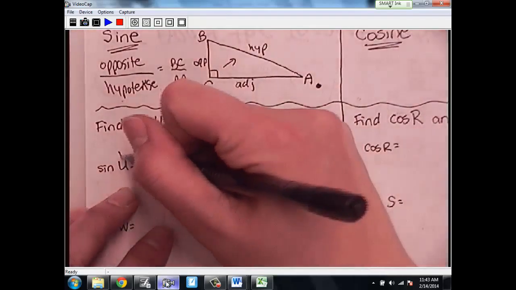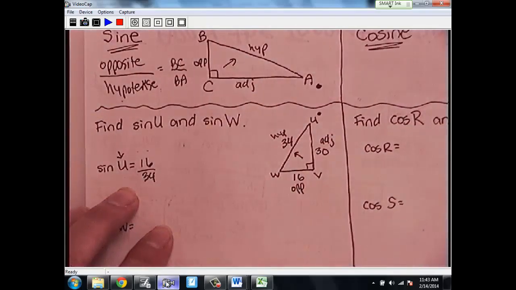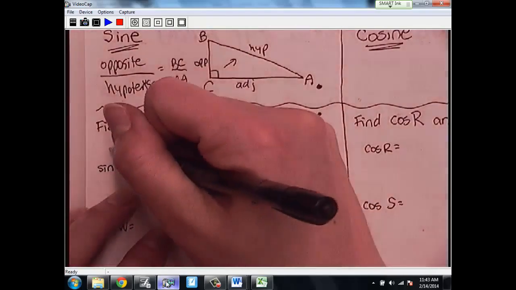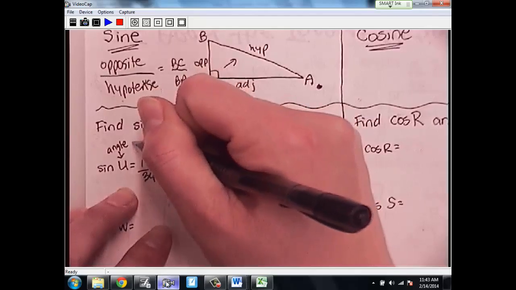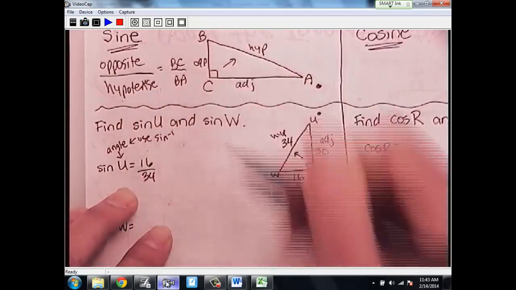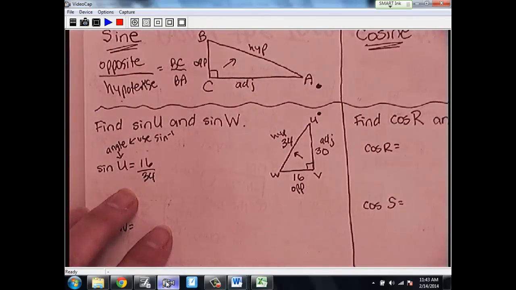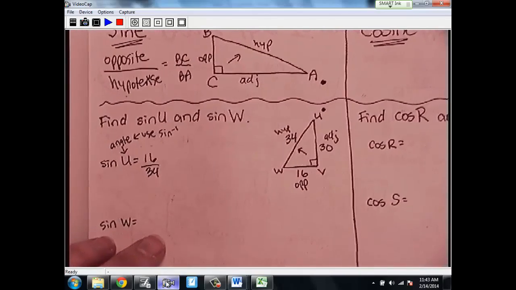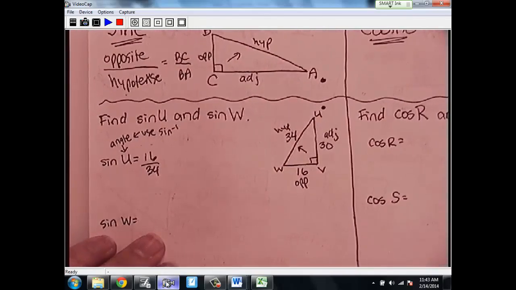and U represents a side or an angle. An angle. This is an angle measure, and so to find an angle measure, we need to use inverse. Angles are inside the triangle, so we use inverse to solve for those angles. So we go sine inverse of 16 divided by 34, and that gives us U.